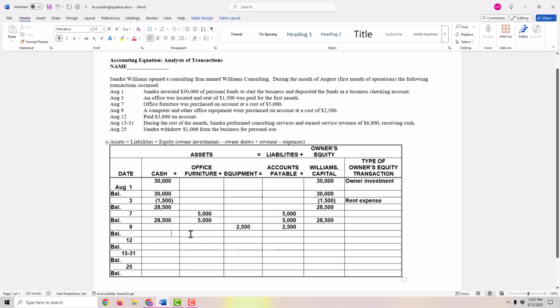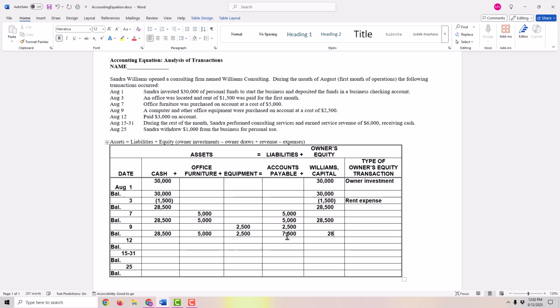Okay, and then I would get the balances after that on this line. Nothing has changed with cash, so I'm just going to bring down that 28,500. Nothing's changed with furniture. I'm just going to bring down the 5,000. Now they have 2,500 in equipment. So if I were to add up the left side of the equation, I would get 36,000 if I added these three numbers. And then on the right side of the equation, I already had 5,000 under accounts payable, and then I just added additional debt of 2,500. So that's going to be 7,500 total.